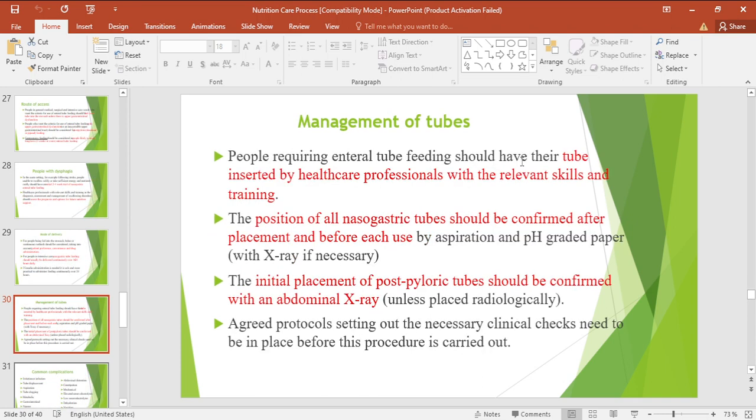How do we manage these tubes? You have to make sure that this tube is handled by healthcare professionals with the relevant skills and training. And the position of all the NG tubes should be confirmed after placement and before each use by aspiration and pH graded paper. The initial placement of the post-pyloric tube should be confirmed with an abdominal X-ray.